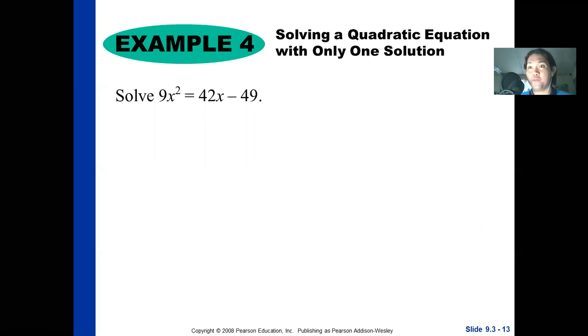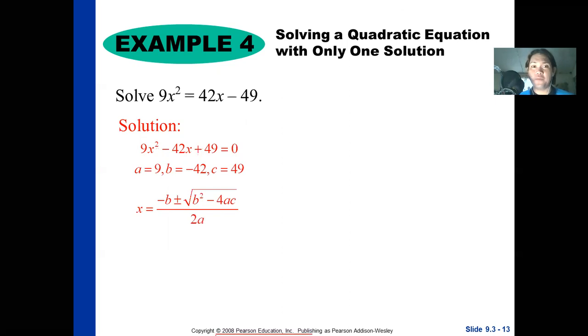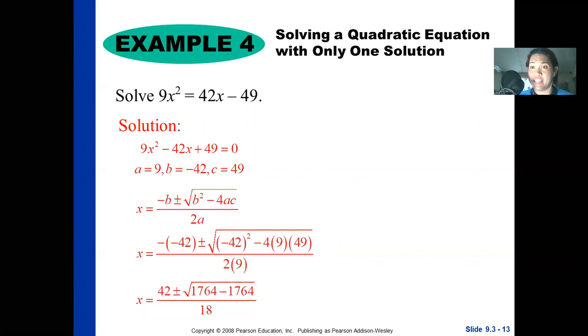9x squared is equal to 42x minus 49. Let's see. Of course, we are going to write it in standard form. After that, you have to identify your a, b, and c. Then use the quadratic formula. Then substitute. Then you simplify it, solve it, and you arrive with 42 plus or minus square root of 0. So only one solution.